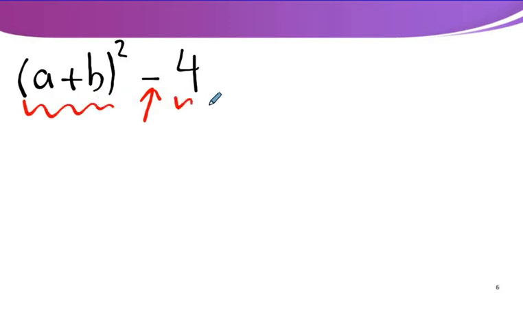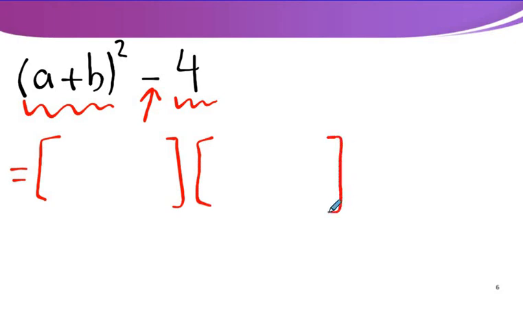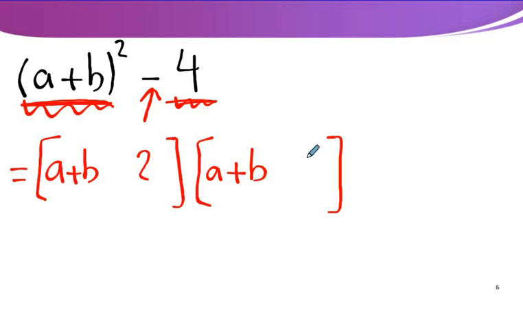(a plus b) all to the power 2 minus 4. This is difference between two squares. This is a perfect square and this is a perfect square, and there is a difference between them. So I will open two brackets like this. The square root of the first is a plus b. The square root of the second is 2. Here positive and here negative. Another example.